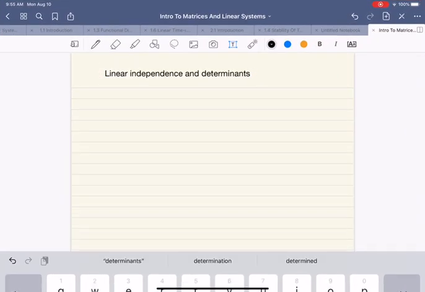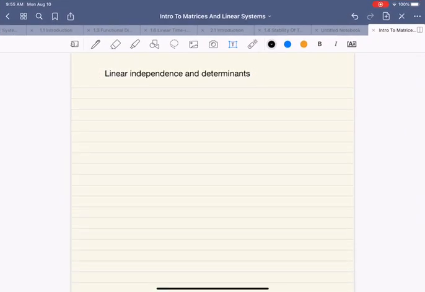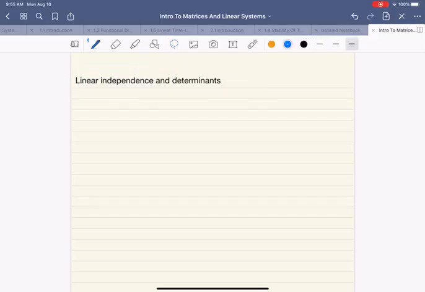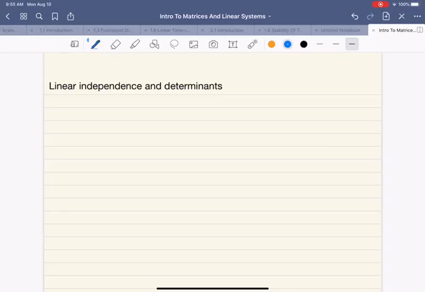All right, welcome. I'm going to do a video here on linear independence and determinants. Basically what I want to talk about is this idea.